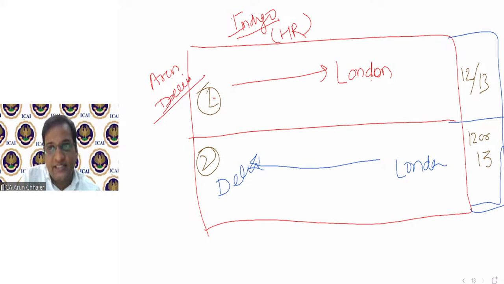First transaction, section 12 or section 13. Second transaction, section 12 or section 13. Please note, I am guaranteeing that all the participants will be wrong, either for the first question or for the second question or for both. There would be certain mistakes. So please treat this question as a challenge and then give the correct answer.